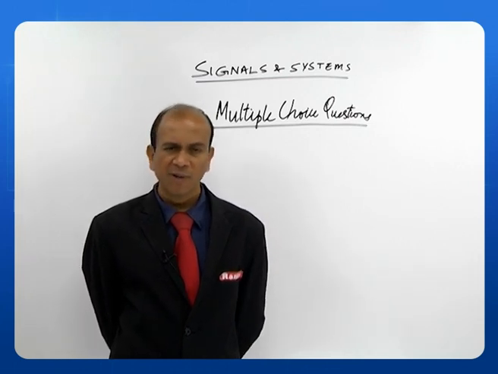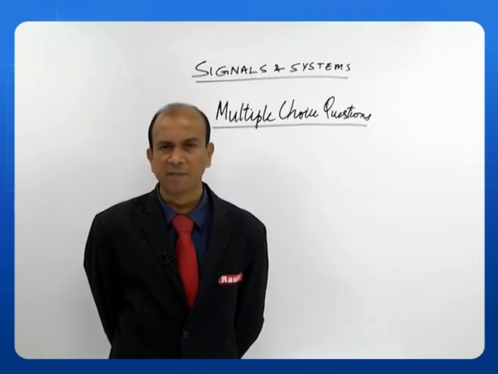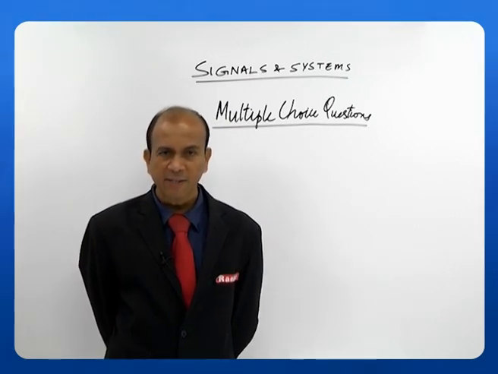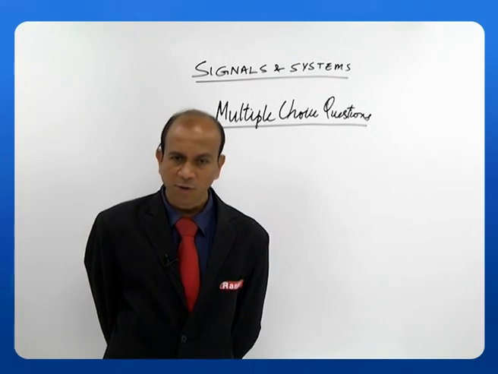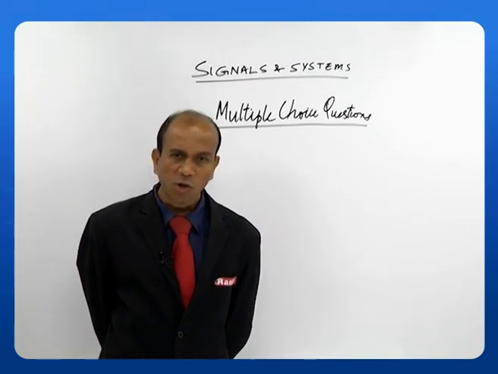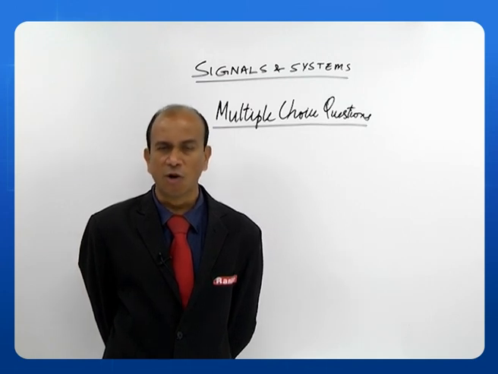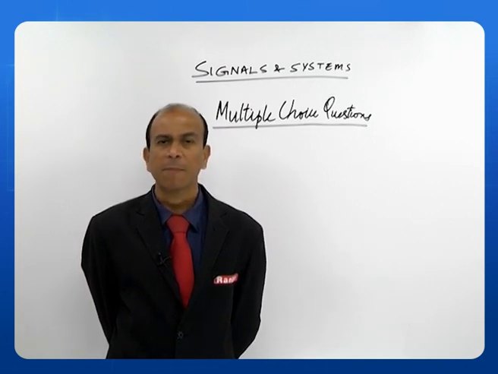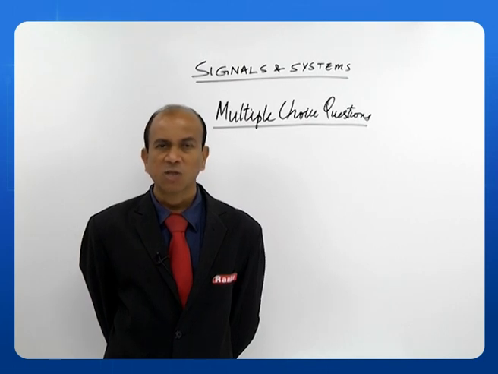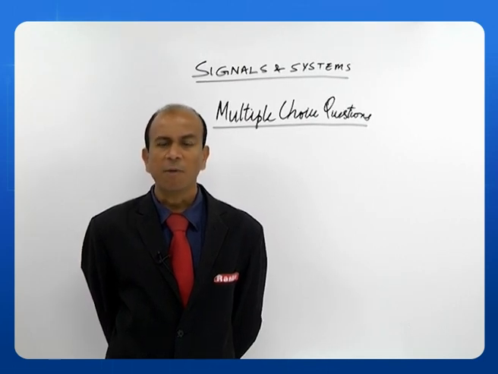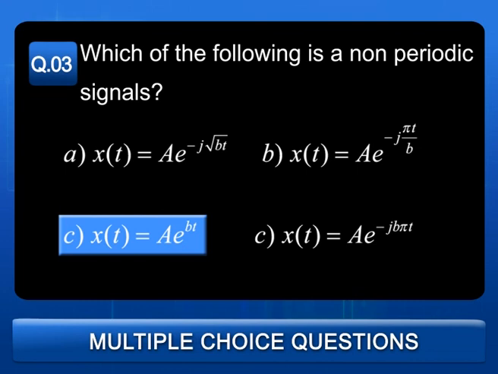So you have to be a little careful here. It can be j multiplied by anything, it doesn't matter. It's of course a complex exponential signal. So A is a complex exponential signal. If you look at B, it is also complex exponential. D is also complex exponential, whereas C happens to be the only signal which is not a complex exponential signal, but a purely exponential signal. So this becomes a non-periodic signal. So the answer is C.